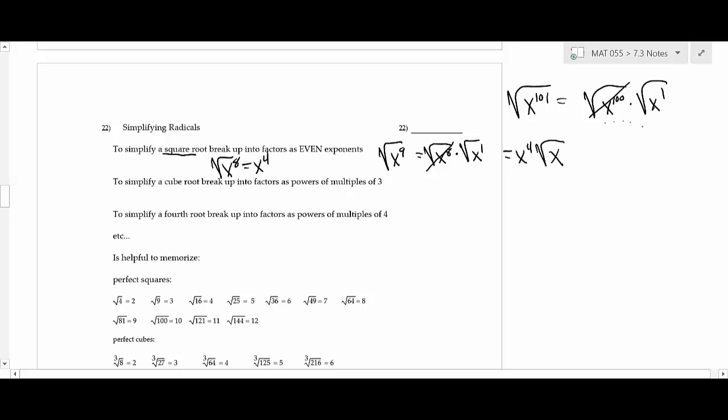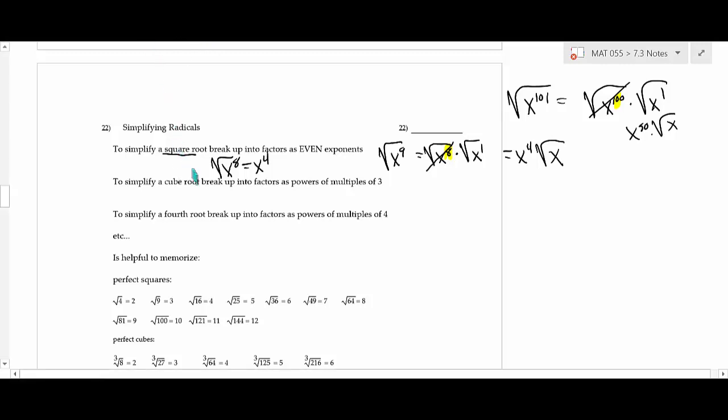What do you do with the exponent? Half. So it's x to the 50th times the square root of x. So that's how you're going to deal with square roots: you want to break them up into an even exponent and whatever's left over. That's how you simplify when you have a square root. Now, if you get that down, all the other roots are the same thing.